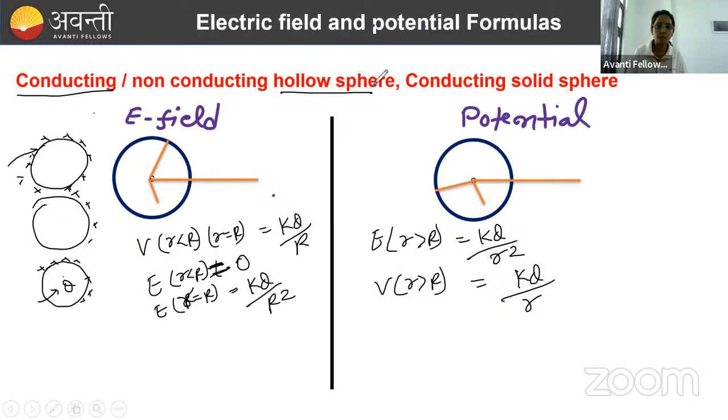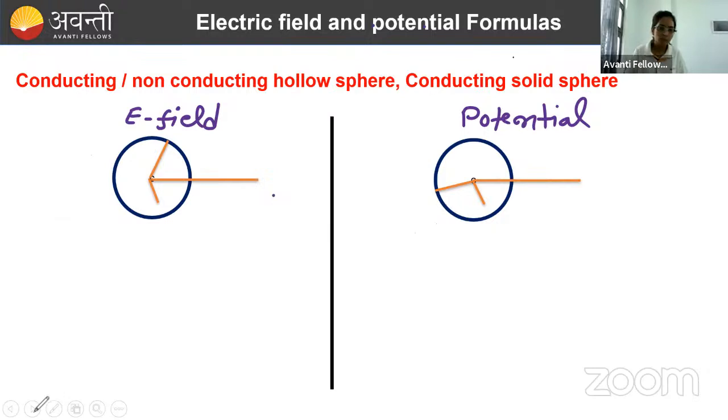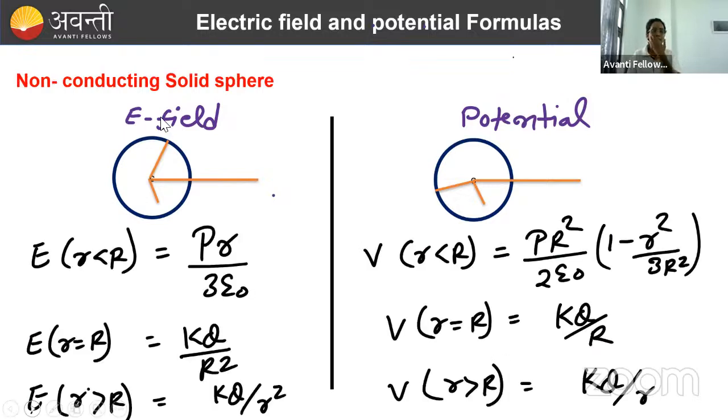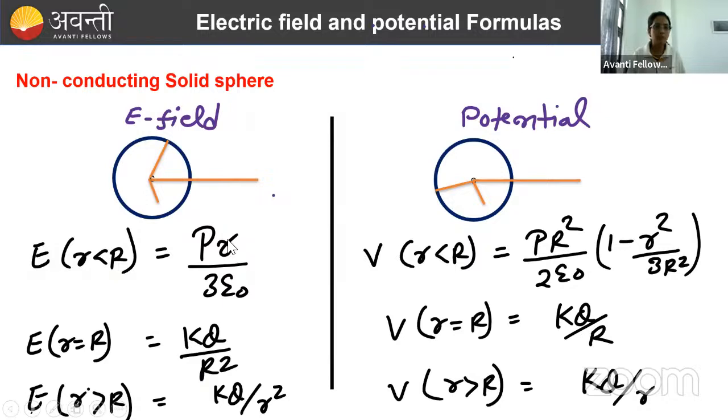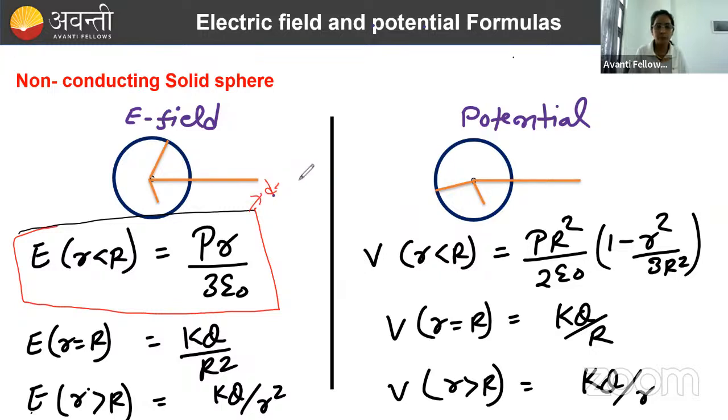I just kept it for the revision. Now let's move on to the next, which is also just the revision thing that we have discussed. I have just kept the formula. Electric field for r less than R, what will you write? Rho r by 3 epsilon naught. Again, I am giving you homework: you should calculate it using Gauss's law. Please derive it for the clarity.